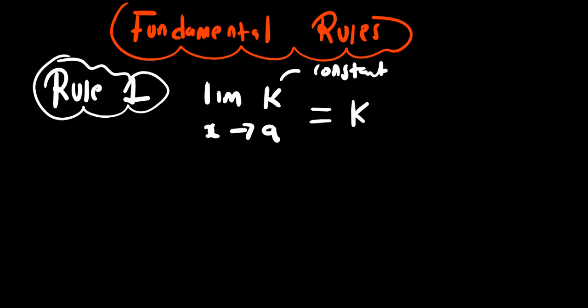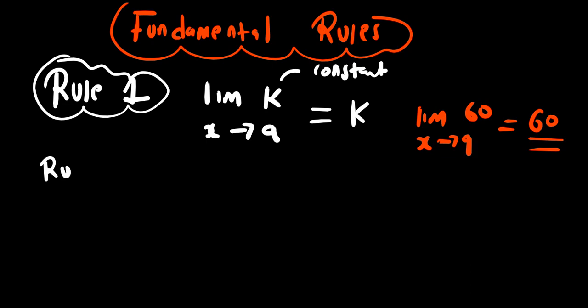An example that I can give on this one, let's say the limit as x is approaching 9, and we're finding the limit of 60. In this case, because you're finding the limit of a constant, our answer will just be 60. Anytime you're finding the limit of a constant, the answer is that same constant. So that is very important for you to know.